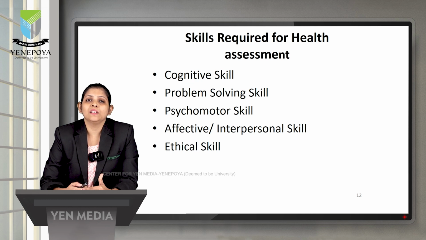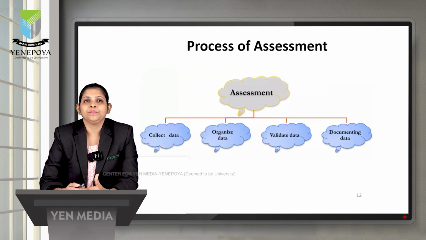Third one is psychomotor skill, doing something, assessing, checking the BP or inspecting, palpating, percussing, auscultation, so which requires the skill, that is psychomotor skill. Fourth one is affective or interpersonal skill, the relationship which we maintain between the client and the nurse, where we have to develop a therapeutic relationship. And last one is the ethical skill, which mainly involves being responsible and accountable for the patient. So these are the skill which is required for the health assessment: cognitive skill, problem solving skill, psychomotor skill, affective skill as well as the ethical skill.